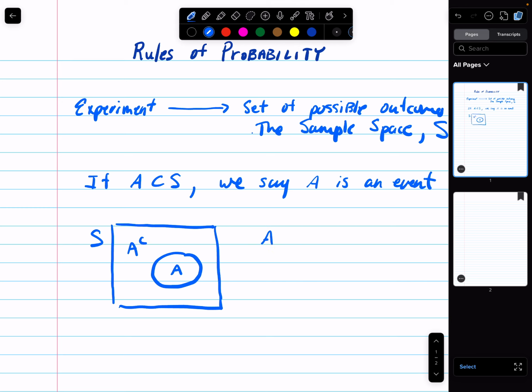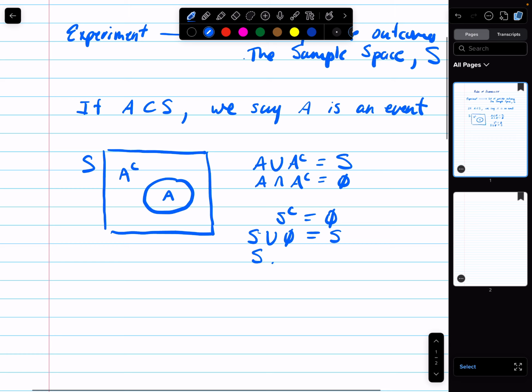So notice that A union A complement gives you the entire sample space. A intersect A complement is empty. The complement of the sample space is the empty space. S union the empty space is equal to S, and S intersect the empty set is equal to the empty set.